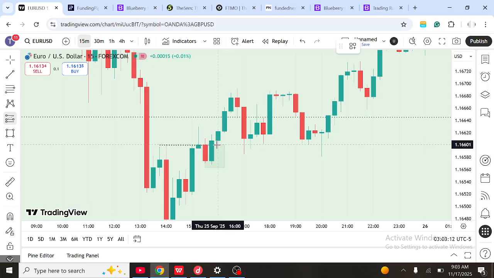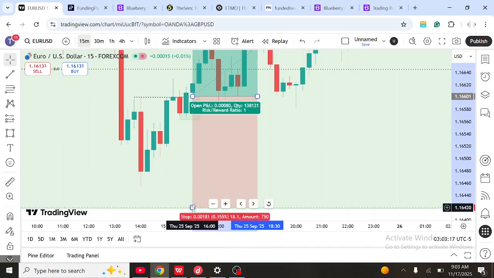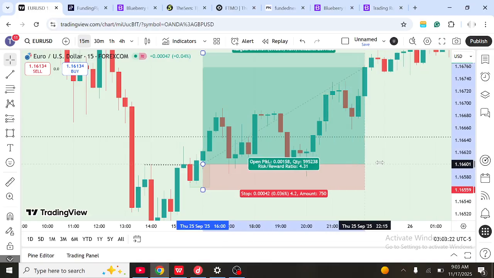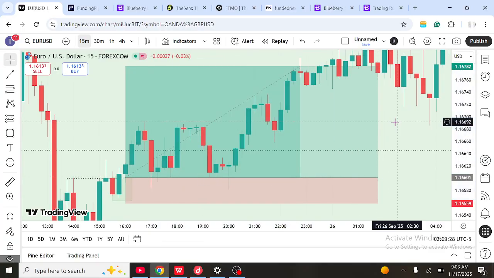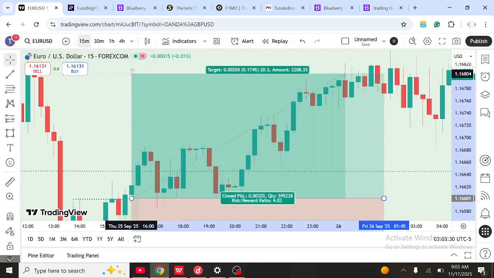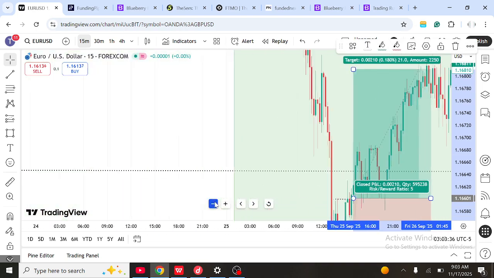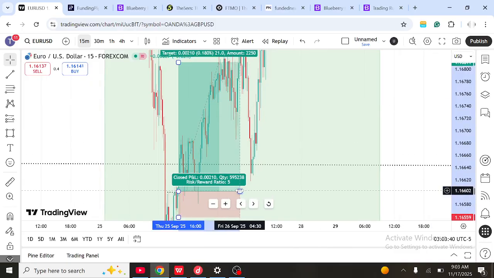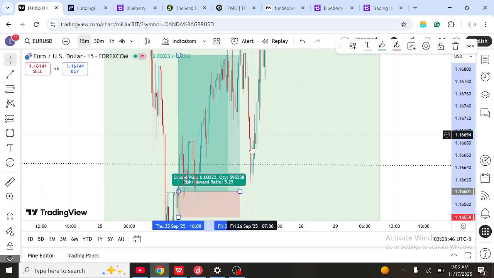Then we make an entry here. And then stop loss will be below the order flow, and then TP, like I said, is always 1:5, irrespective of the movement of the market. So as you can see, this is 1:5, and the price still continues to the upside. Can you see that?